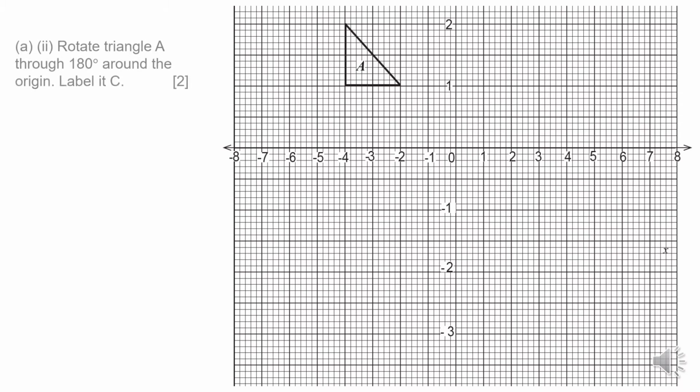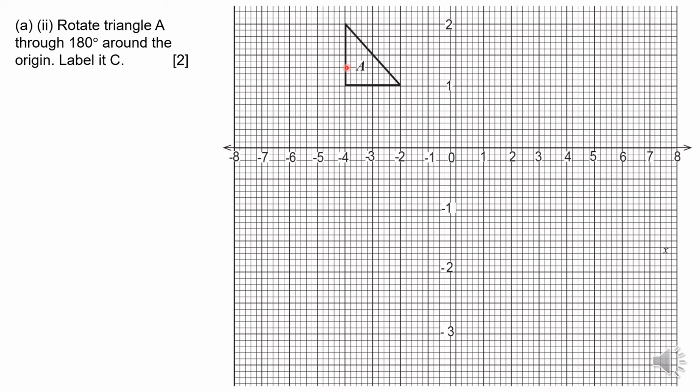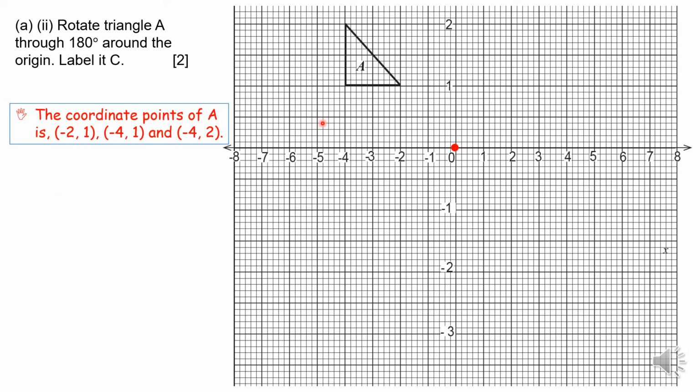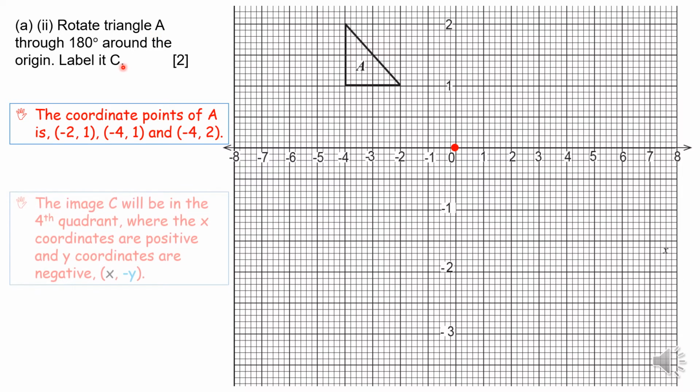Right, they want you to rotate this triangle, let's say through the origin. So I'm just going to bring in the origin. Now there's some interesting facts. So what I did here, because of a rotation of 180 degrees, means that the coordinates are the same, but it now depends on which quadrant the triangle that is rotated will be in, the C triangle. So it's going to be in the 4th quadrant.